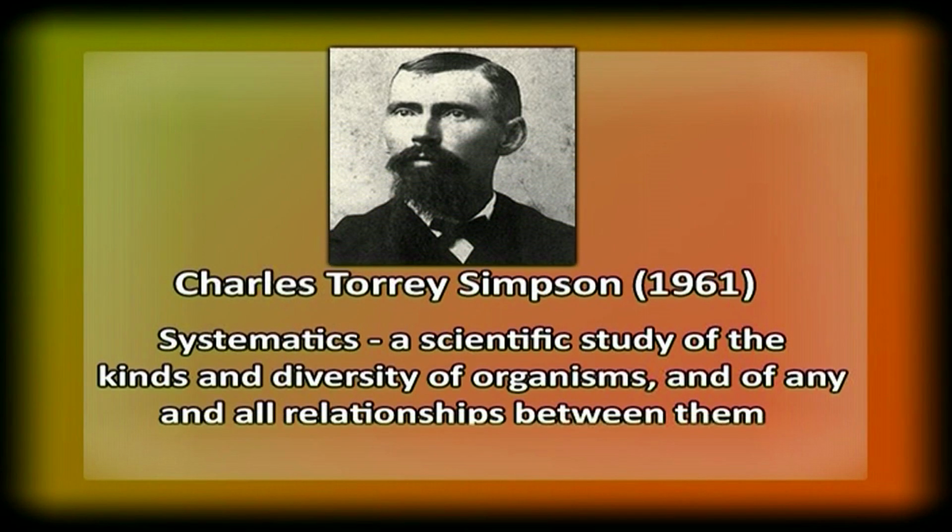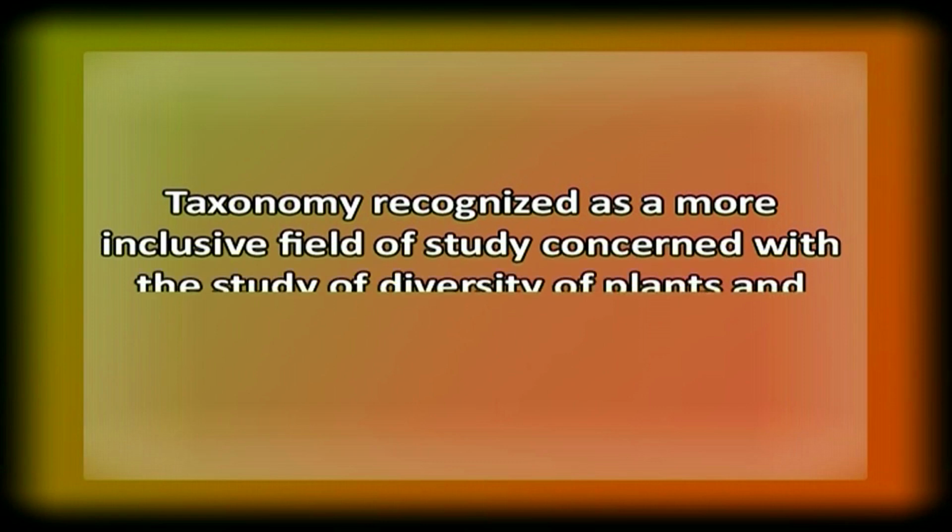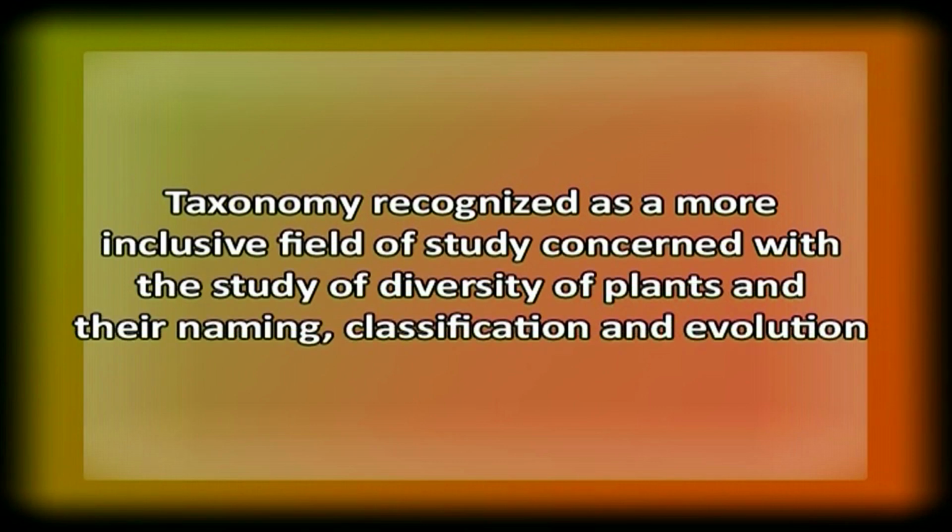Simpson in 1961 defined systematics as a scientific study of the kinds and diversity of organisms and of any and all relationships between them. It was recognized as a more inclusive field of study concerned with the study of diversity of plants and their naming, classification and evolution. A good number of authors still consider taxonomy to be the more inclusive one. This led recent authors to prefer the term systematics to include discussions about all the recent developments in their works.